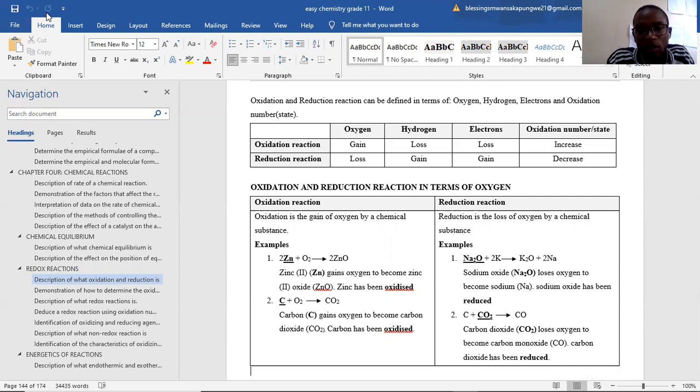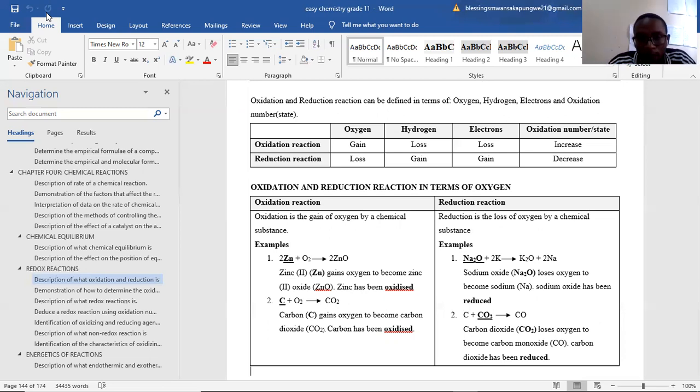Then they can also be defined in terms of hydrogen and in terms of electrons. In terms of hydrogen, when a chemical substance loses hydrogen, we say that is an oxidation reaction. When a chemical substance gains hydrogen, that is deemed a reduction reaction. In terms of electrons, when a chemical substance loses an electron, that is oxidation. When it gains an electron, that is reduction. In terms of oxidation state, when the oxidation state of a chemical element increases, that is an oxidation reaction. When that element or compound loses oxidation number, that is deemed a reduction reaction.